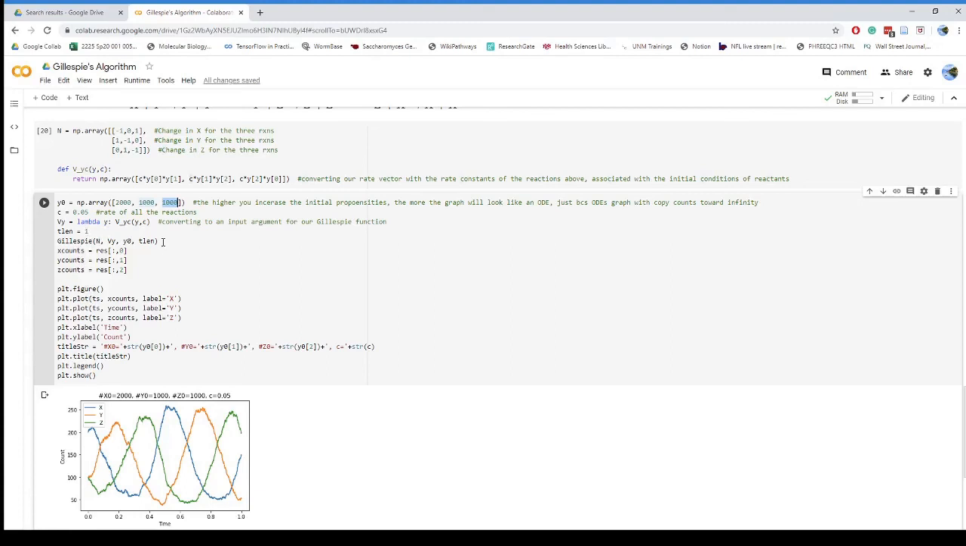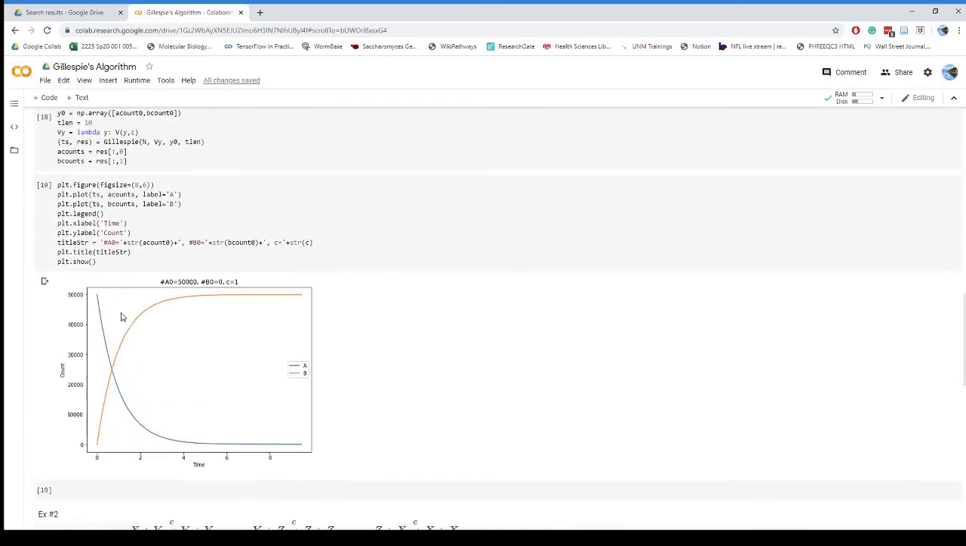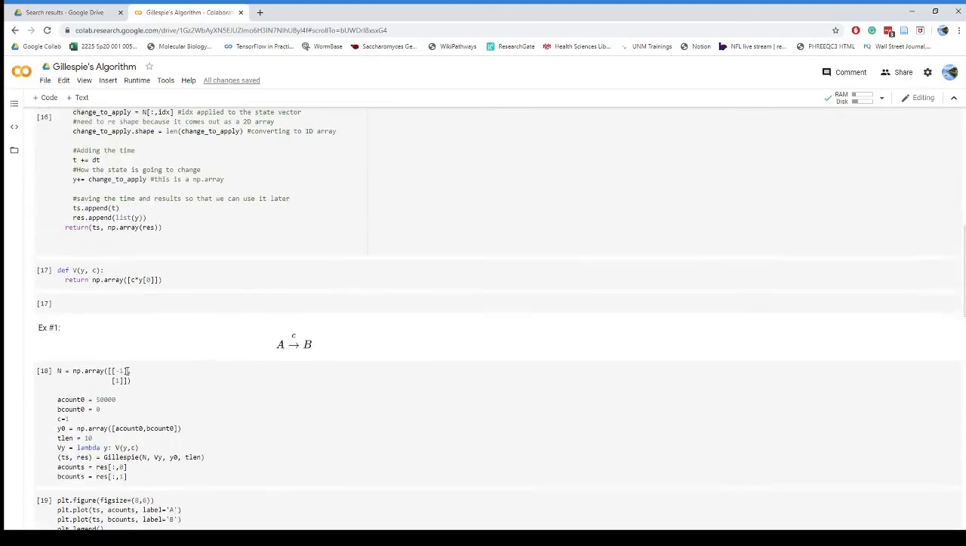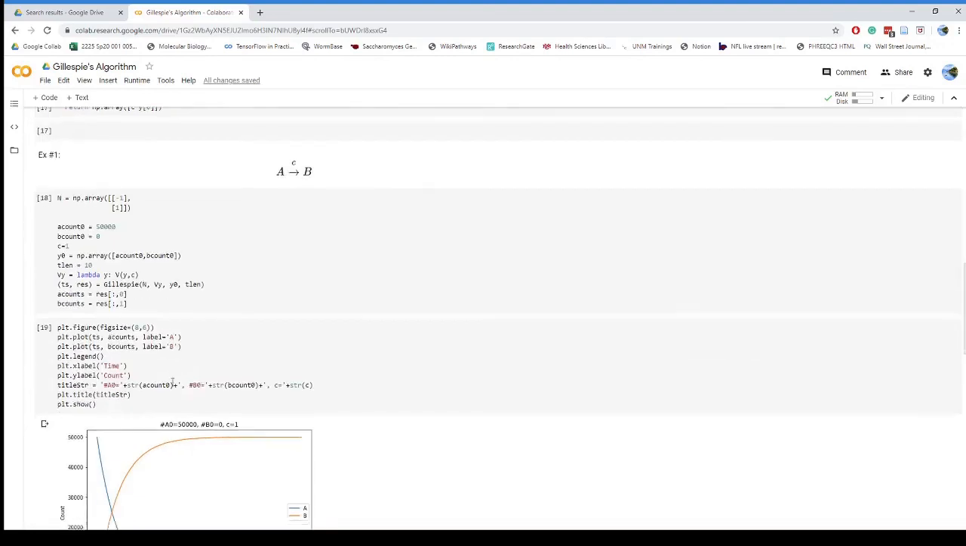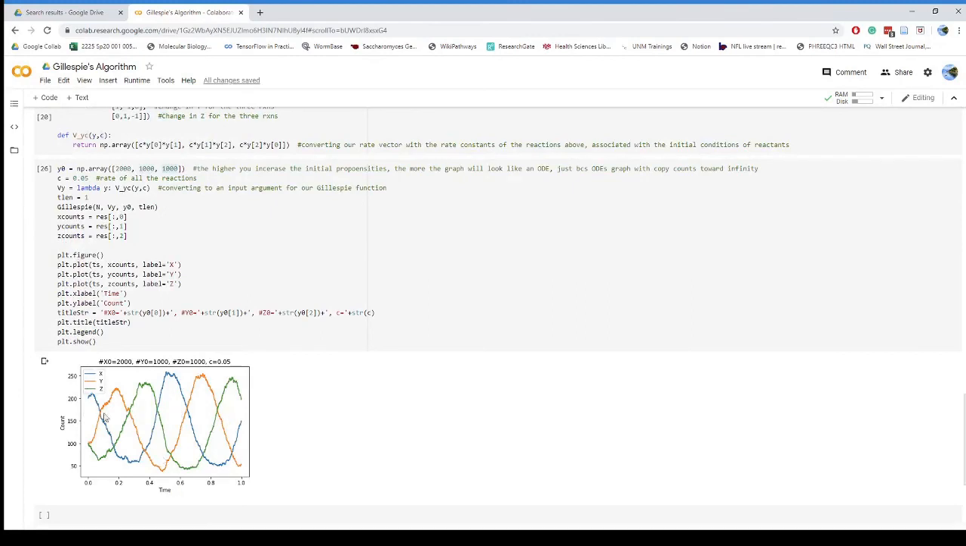Then you can run everything together. I save my x counts, my y counts, my z counts from the resulting array that is outputted by the Gillespie function. And you can plot it, and you see that it does oscillate, and you can see the jaggedness, and so on and so forth.